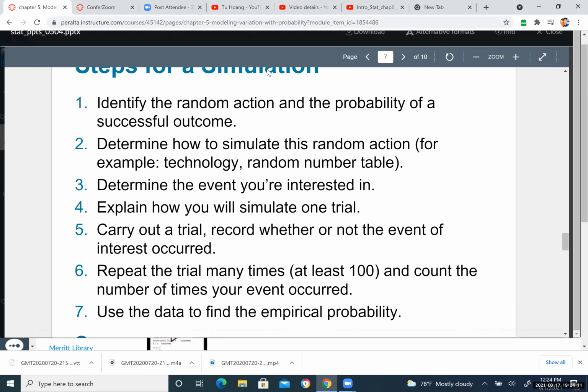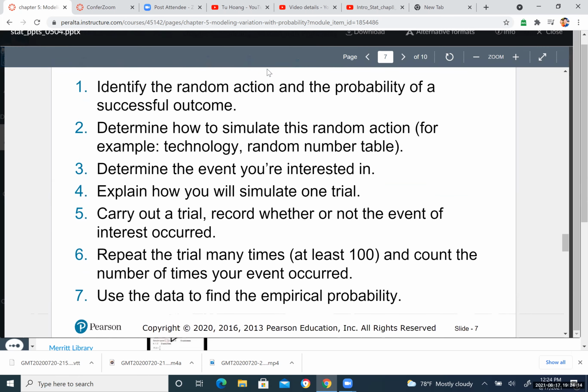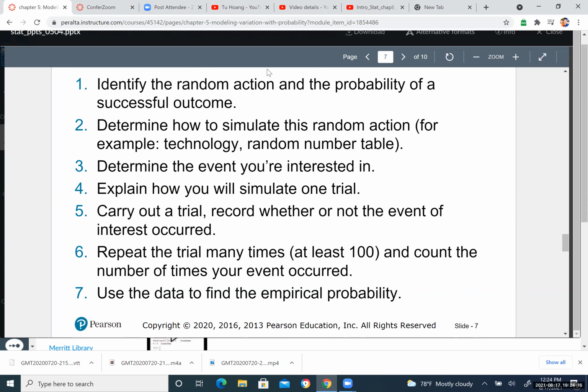Then determine the event you are interested in. When we're talking about the event, it depends on the story. Sometimes we're talking about coins, sometimes about buses arriving late, or sometimes about how many cookies you failed to do, or something like that.